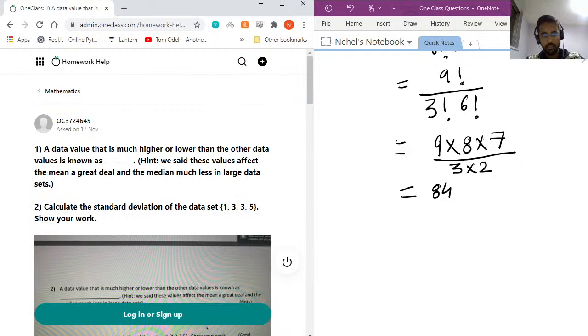All right. So the next question is actually a bit focused on the data management side of things. The first part of the question asks us for a data value that is much higher or lower than the other data values, which is known as blank. So we need to fill in the blank. The answer to the question is an outlier. So I'm going to explain what an outlier is.